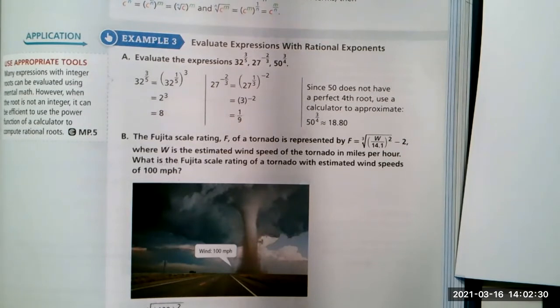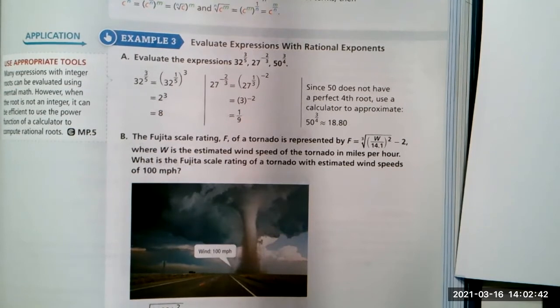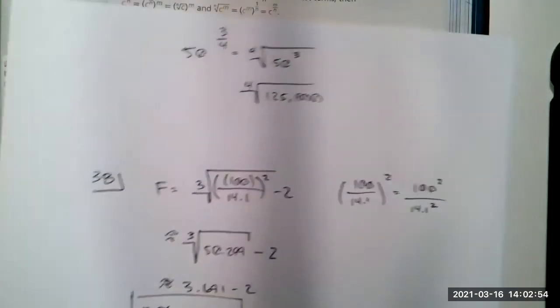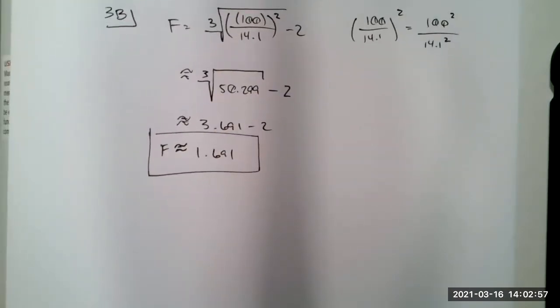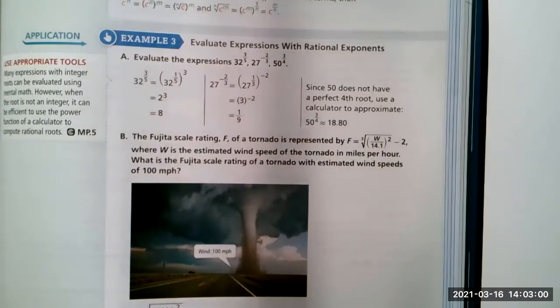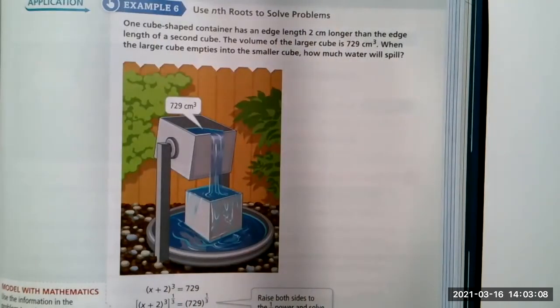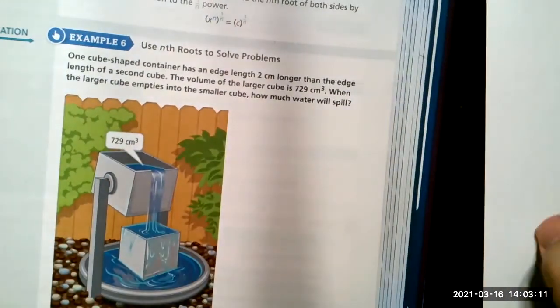It looks like they took that original equation, and then instead of keeping the cube root, they rewrote it as a fractional exponent. They simplified what's inside the parentheses, and then took the cube root, a 7.09 squared. I'm not sure how they got from this step to this step, but in the end, it doesn't really matter what route you take. We got the same exact answer. F is approximately 1.691. So a tornado with estimated wind speeds of 100 miles per hour is classified as F1 according to the Fujita scale. It's interesting. I didn't even know about that. Fujita scale.